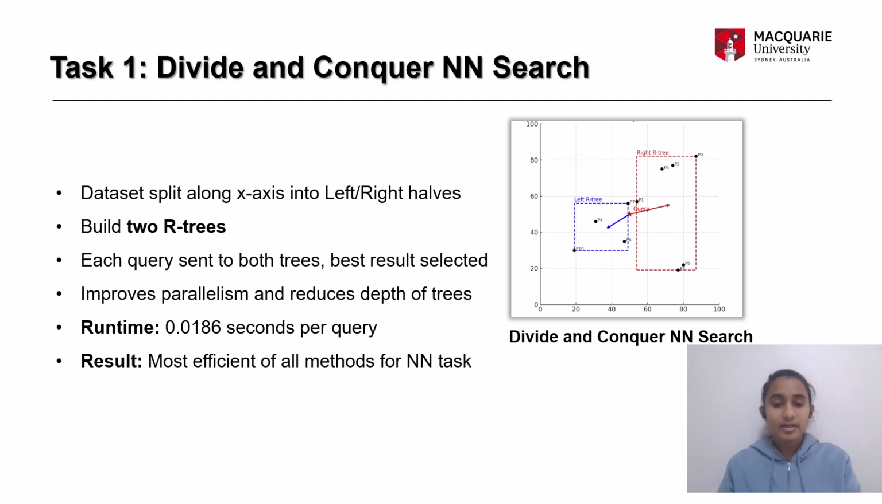The third method applied a divide and conquer strategy. We split the 10,000 point dataset by x-axis into two equal parts, built two separate R-trees, and ran each query against both trees. This hybrid approach leverages both spatial partitioning and pruning. By dividing the space upfront, the algorithm could operate faster in two smaller trees rather than one large tree. The result was the best performance, that is 0.0186 seconds per query, a total speedup of nearly 3 times when compared to the sequential baseline.